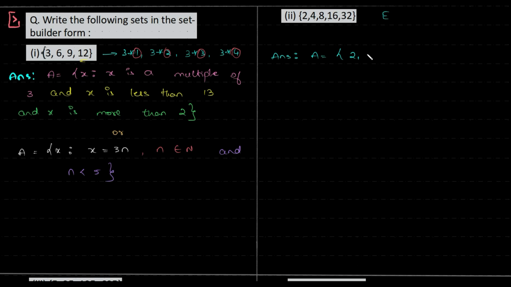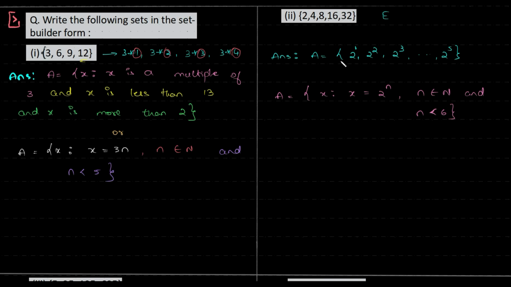It's exponential. So the relationship is this: 2 to the power of 1, 2 to the power of 2, 2 to the power of 3, so on and so forth. Of course, the last number is 2 to the power of 5. Okay. Once you understand this, then you can write set A is made up of x such that x can be expressed as 2 to the power of n. Here too, n belongs to what? Natural numbers, and n is less than 6. Agree?